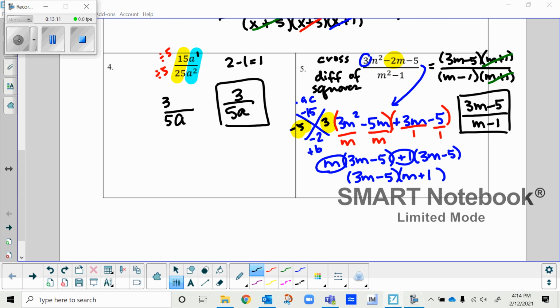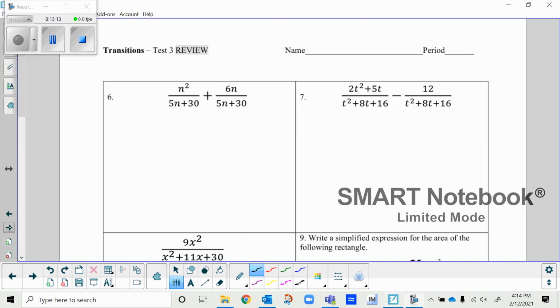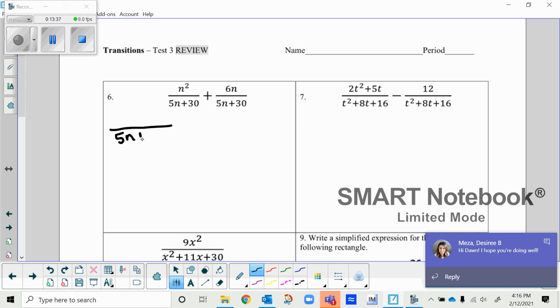All right, so let's go to the back, or the second page. Now we're going to practice with adding and subtracting. When you do these problems, so for number 6, these fractions have the same denominator. And when you're adding fractions with like denominators, you keep the denominator the same.